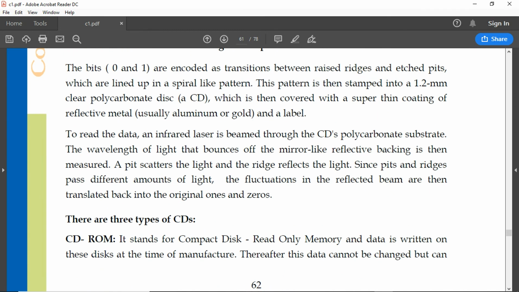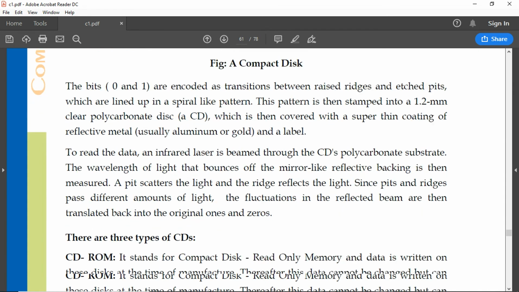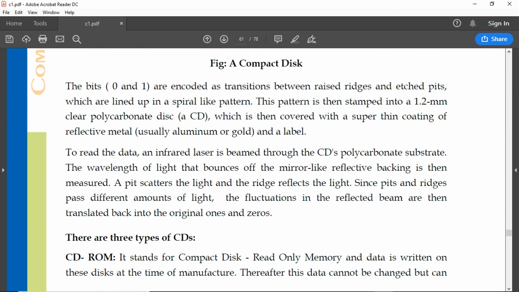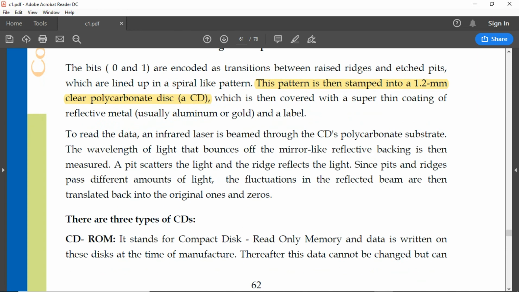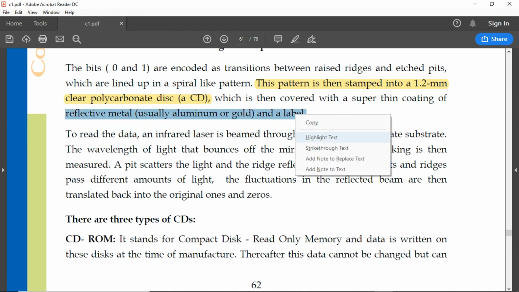Fig. A compact disc. The bits, 0 and 1, are encoded as transitions between raised ridges and edged pits, which are lined up in a spiral-like pattern. This pattern is then stamped into a 1.2 mm clear polycarbonate disc, a CD, which is then covered with a super thin coating of reflective metal, usually aluminum or gold, and a label.